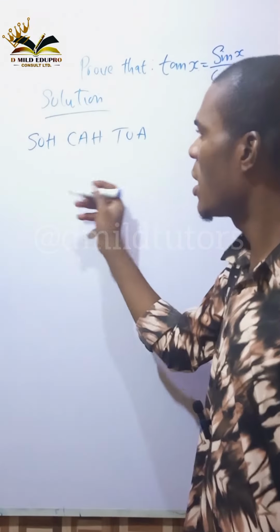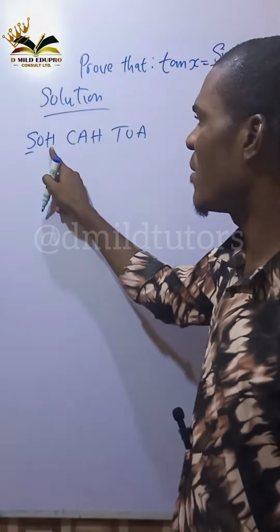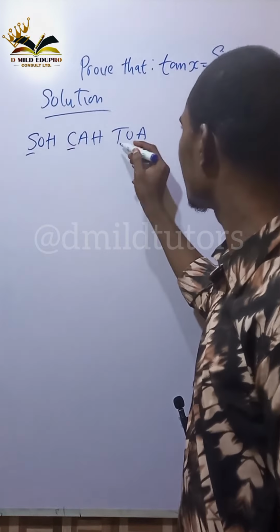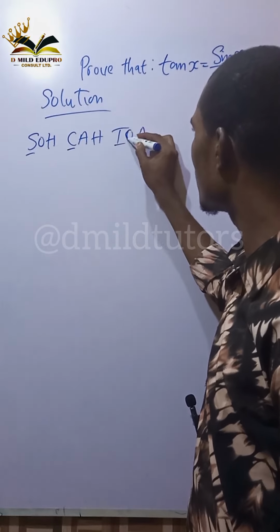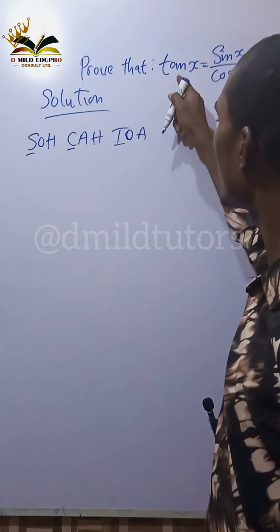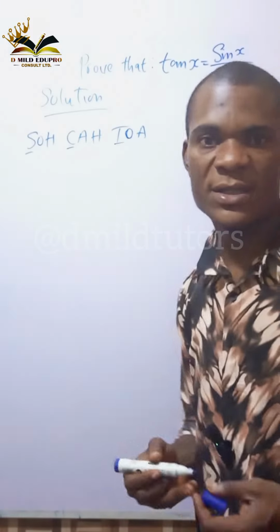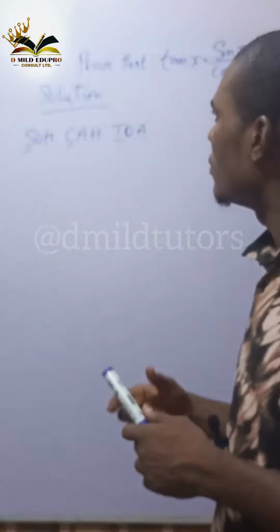This is SOHCAHTOA. This is for sine, opposite over hypotenuse. This is for cos, adjacent over hypotenuse. And this is for tan, opposite over adjacent. So obviously, this is what we are looking for. We want to show that whatever you have here is equal to opposite over adjacent. Is that okay?